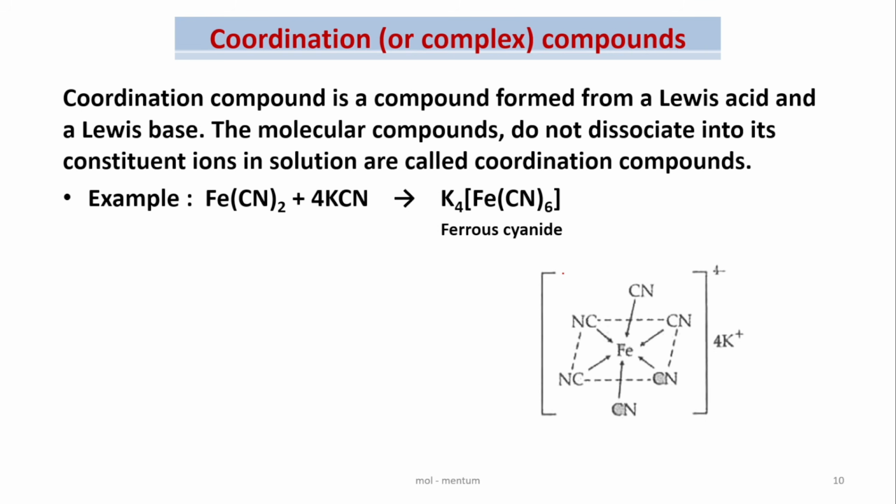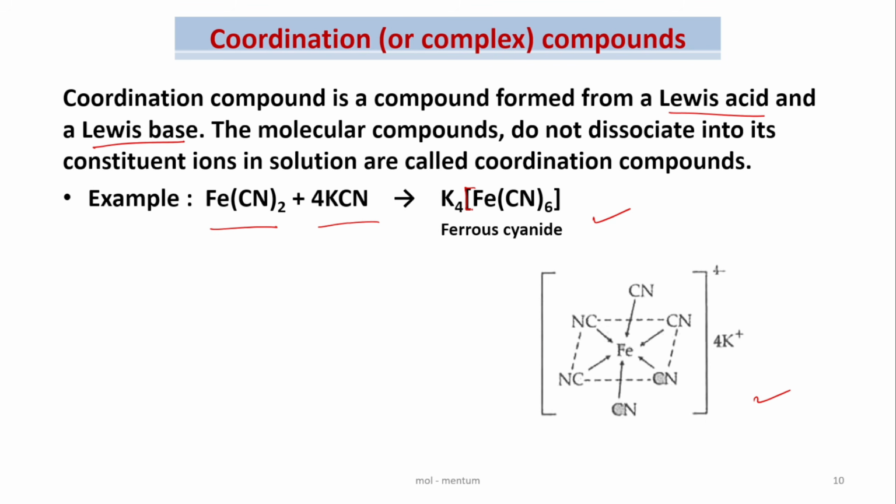Next is basic. We are right now dealing with the basic definitions. So a coordination compound or coordination complex is formed when a Lewis acid and a Lewis base combine, or when there is a transfer of electrons from Lewis base to Lewis acid. The molecular compound does not dissociate into its ions. Like we have Fe(CN)2 and 4KCN. When they combine, we get K4[Fe(CN)6], and this is the structure of that particular compound. We will discuss it one by one.